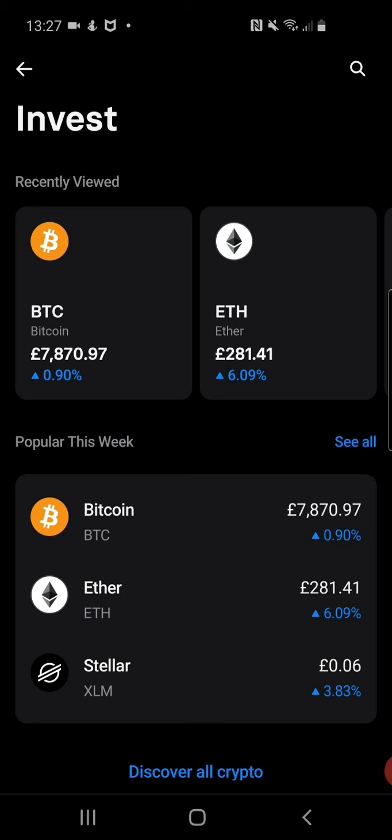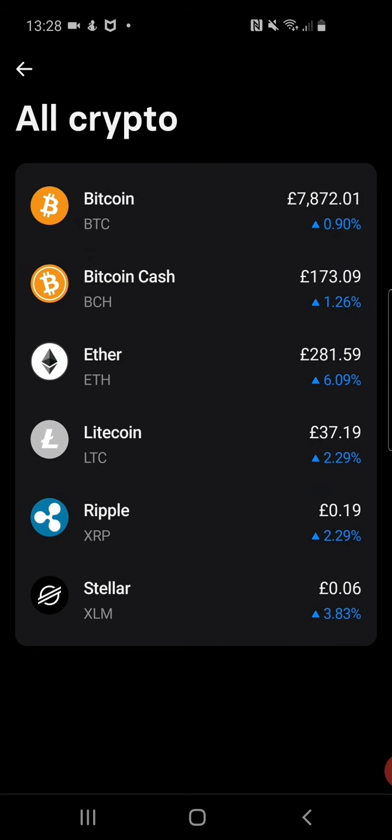That then brings up a screen showing the most popular options. So obviously I've recently viewed both Bitcoin and Ethereum. You've also got a list of popular this week, which presumably is cryptocurrencies that users in Revolut have looked at. But if you just want to see all, you can either click the see all button or the discover all crypto button. Okay, so I've clicked the discover all crypto button.